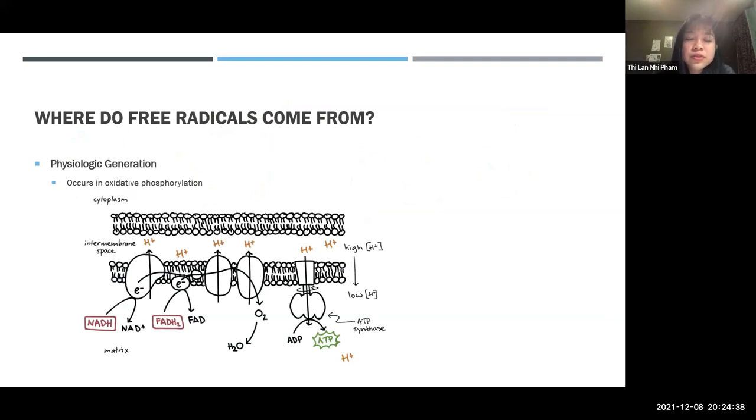So where do free radicals come from? There are two generations. First of all is physiologic generation, and the second is pathologic generation. Physiologic generation occurs in oxidative phosphorylation. In case you don't know, oxidative phosphorylation is a process in our human body to generate ATP. What happens is the mitochondria creates electrons, and they pass through all these channels until oxygen accepts those electrons and becomes water.